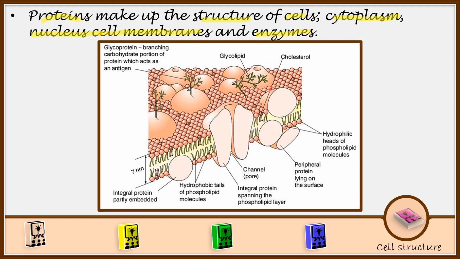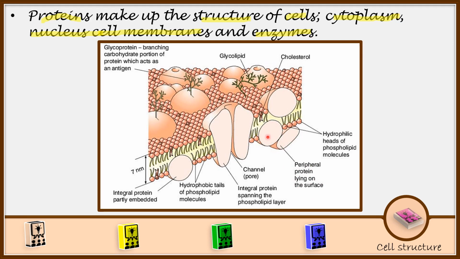We have here cholesterol. We have here a large portion of fat embedded. We have the hydrophobic tail of a phospholipid molecule. We have an integral protein spanning the phospholipid layer. Now this one is also a protein passing through the phospholipid layer. This one is a protein. We have a peripheral protein lying on the surface. These are peripheral proteins, they are lying on the surface.